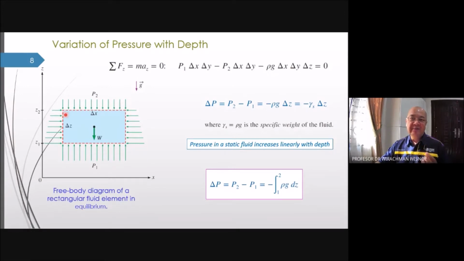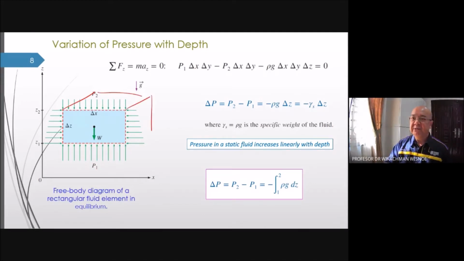The weight is the volume times rho g. If we have delta X on this side, delta Z on this side, and delta Y in the Y direction, the volume is delta X, delta Y, delta Z. Times rho times g, it becomes the weight, directed downward, negative. And then we have the pressure at this level, P1.